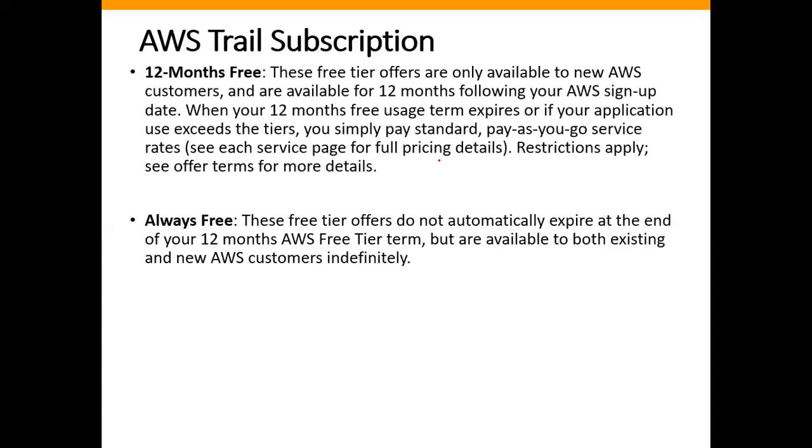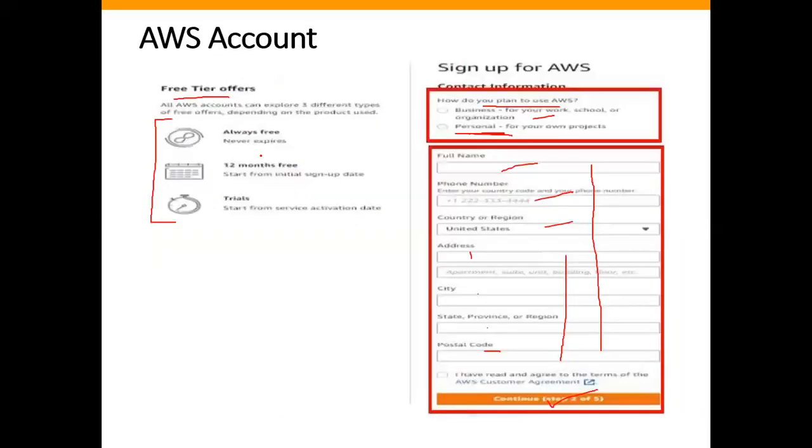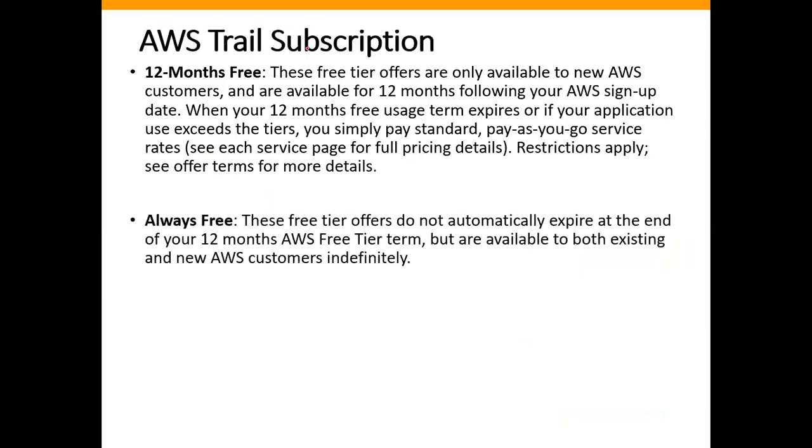Now, coming to the trial subscription. Whenever you create your AWS account, you get some trial subscriptions, which we discussed just a few minutes before. Some are always free, some are free for 12 months, and some are for a trial period. A few AWS services are always free for lifetime. A few services are free only for 12 months from the date of activation of your AWS account. For the next 12 months, those particular things are free.